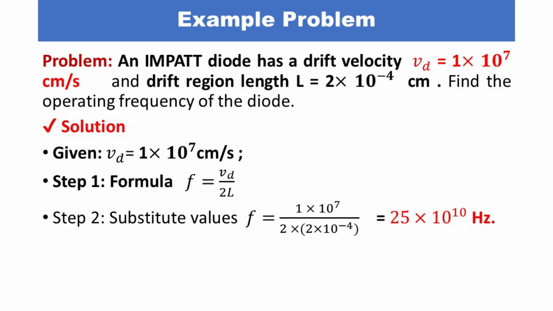This slide gives a simple numerical example. The drift velocity and the drift region length are given. First, we use the transit time and frequency relation shown in the slide. The given values are substituted into the formula. From this calculation, we obtain the operating frequency of the IMPATT diode. This example shows how the physical drift region dimensions determine the microwave operating frequency.